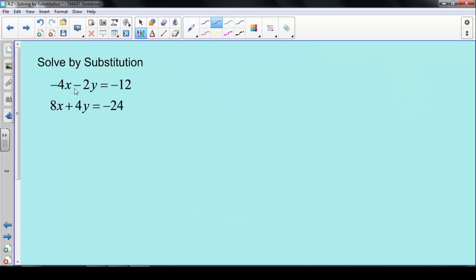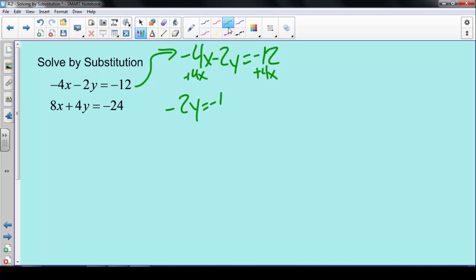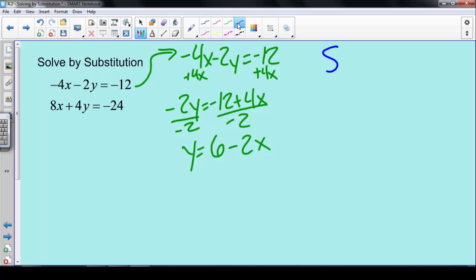Solving by substitution, we can pick this x, this y, this x, or this y to get by itself to start. Doesn't matter. I'm going to go ahead and just start with this first one and get y by itself. And once you have that one, since we start with the first equation, now we've got to move to the second one.